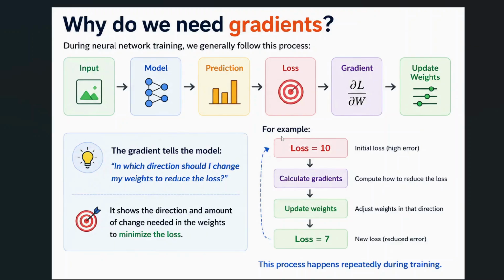For example, I have a loss of 10 for now. Then we calculate gradients, so it will compute how to reduce the loss. Then we accordingly update our weights. We adjust the weights in that direction. Then suppose I got a new loss of 7. So our new loss is 7, so it has reduced some error. First I had 10, now I have 7. This is why we require gradients.